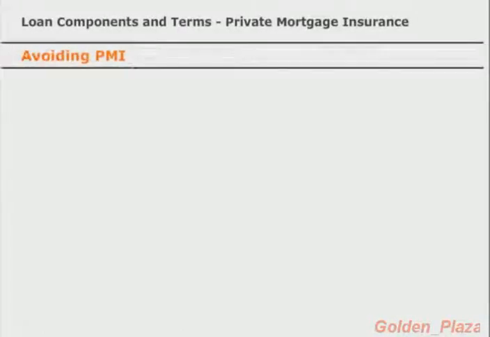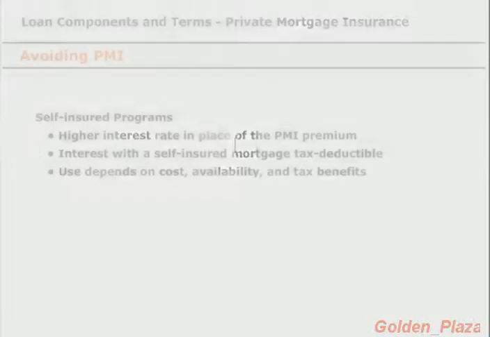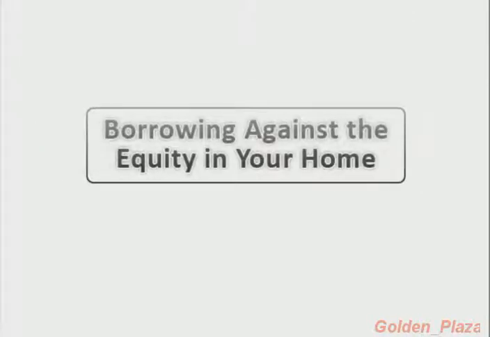Another way to avoid paying for PMI is to find a lender that offers self-insured programs. This type of loan has a higher interest rate in place of the PMI premium. While mortgage insurance premium payments are not tax deductible, the interest associated with a self-insured mortgage is fully tax deductible. Whether you decide to get a loan with PMI or use one of the aforementioned two options depends on the aforementioned option's cost, availability, and tax benefits.